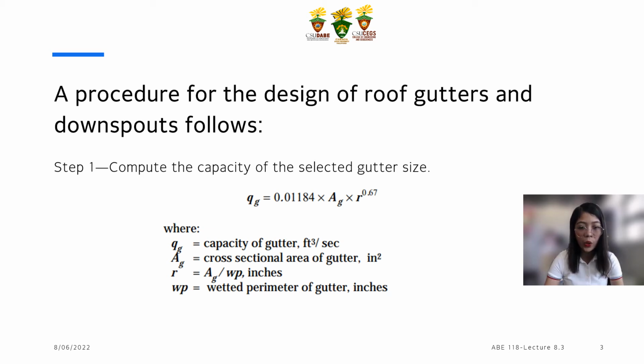QG, or the capacity of the gutter, with units of cubic feet per second, is equal to 0.01184 times the cross-sectional area of the gutter, multiplied by R, or the cross-sectional area over the wetted perimeter of the gutter, expressed in inches.